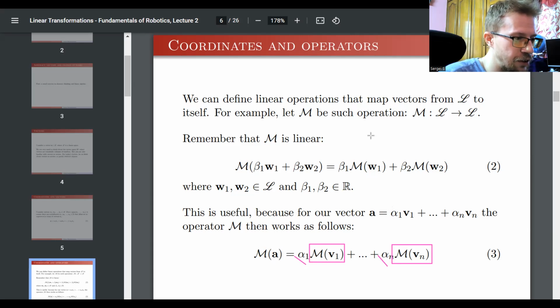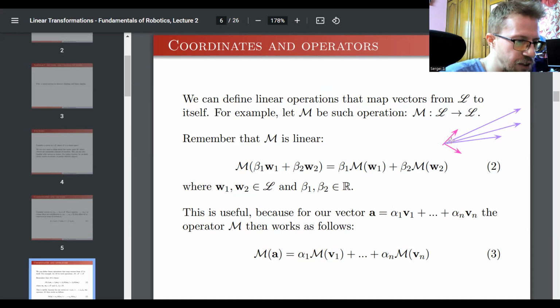Let me show it a little bit. So imagine you have 2 vectors, v1, v2, and you know that there is a vector A, maybe this vector A, maybe this vector A. There is an infinite number of vectors A. You have no idea how to define M on this vector space. It just looks a little bit crazy. How do you define what M does on this vector space?